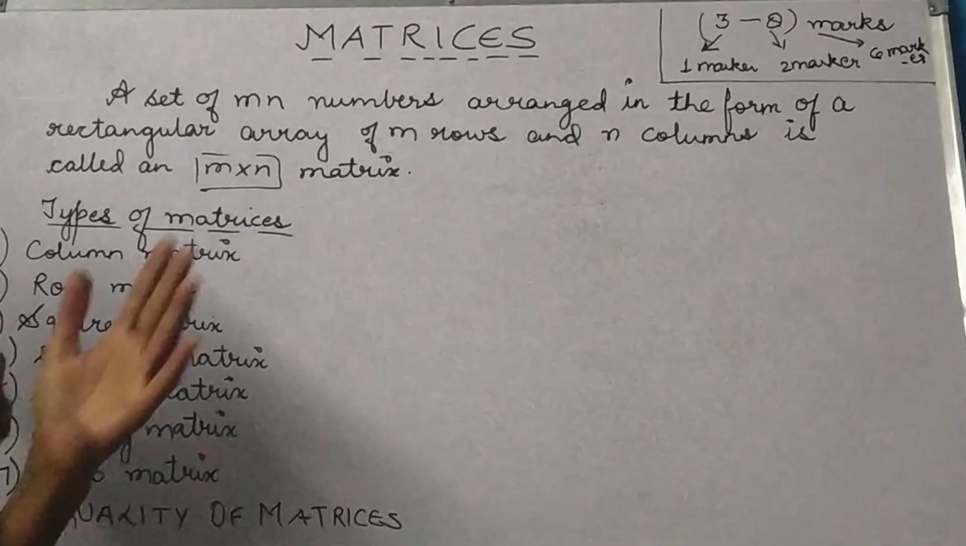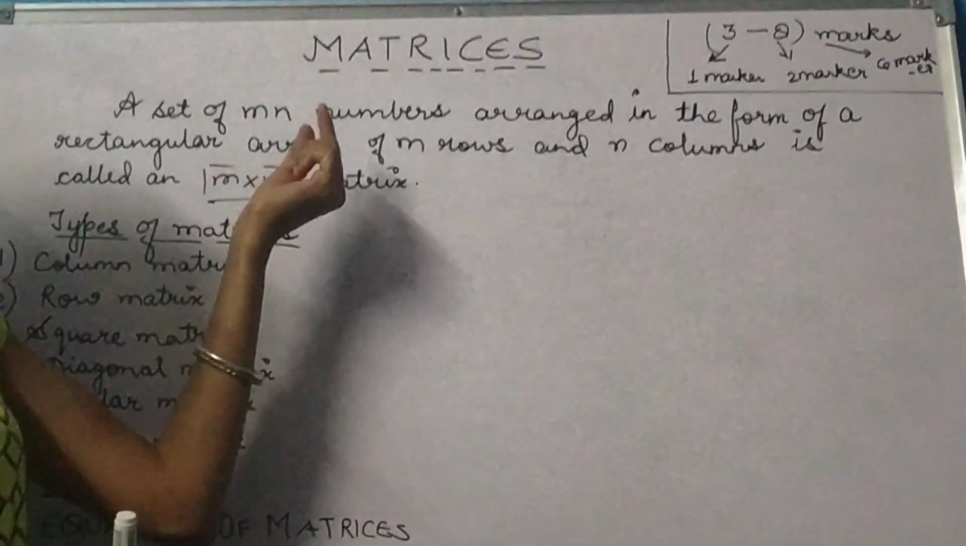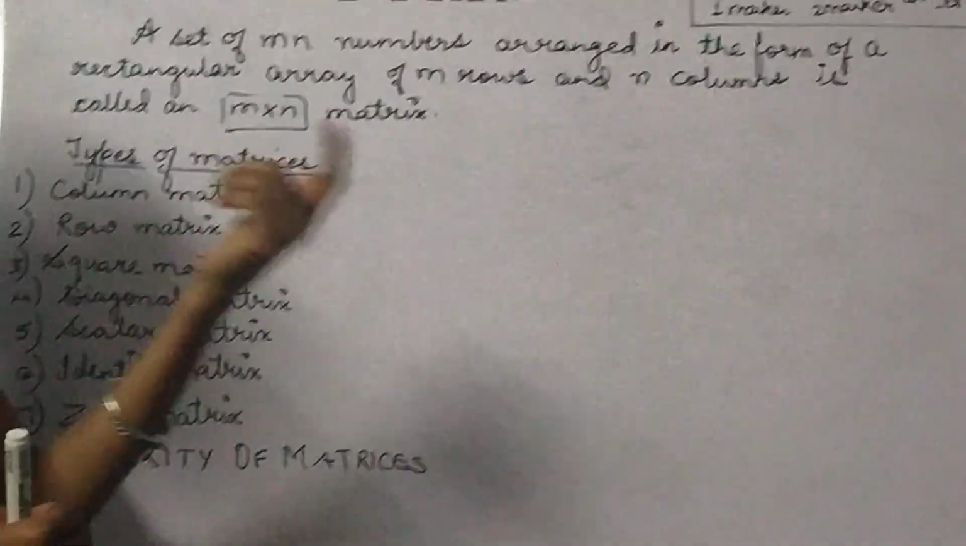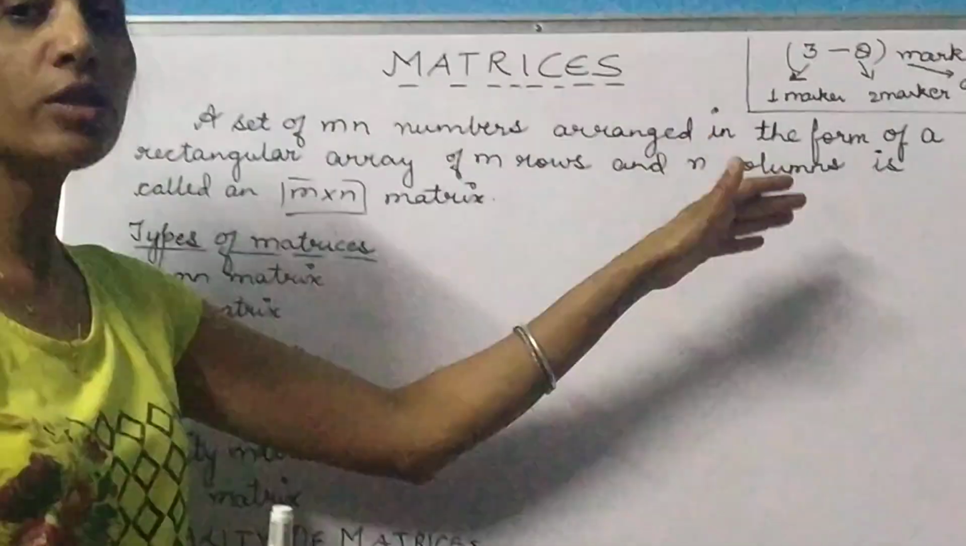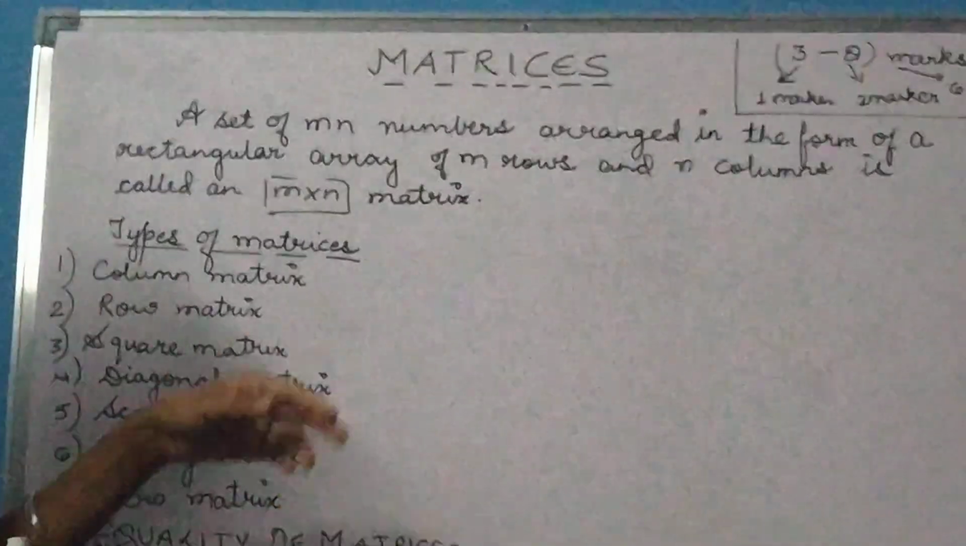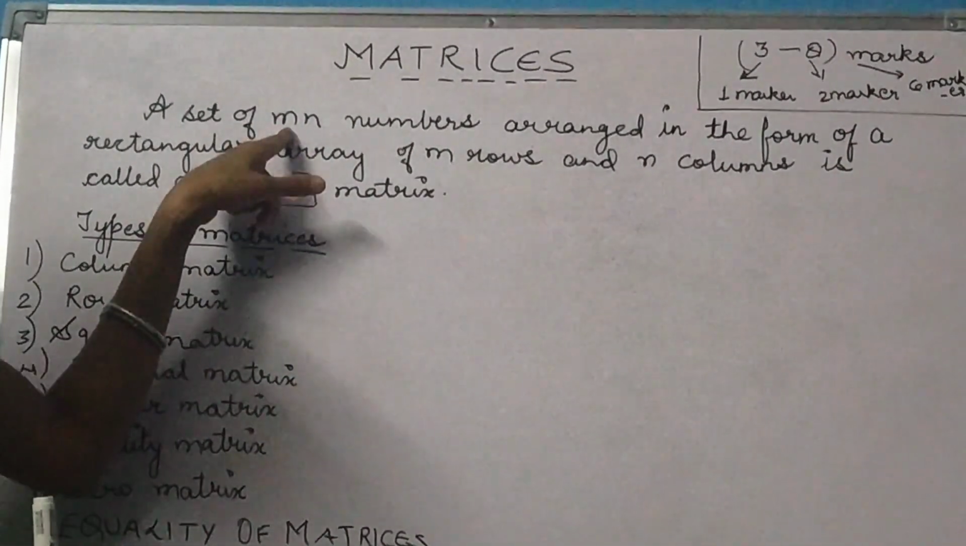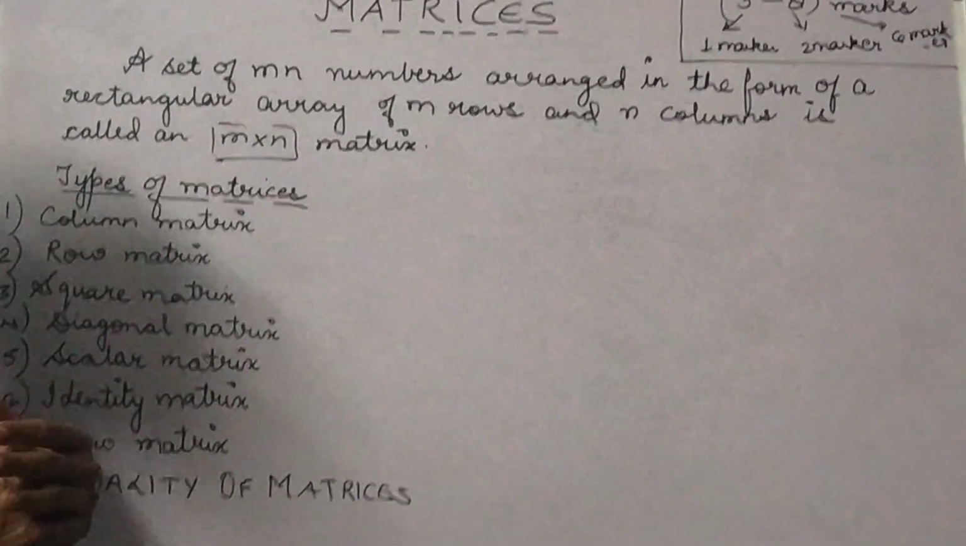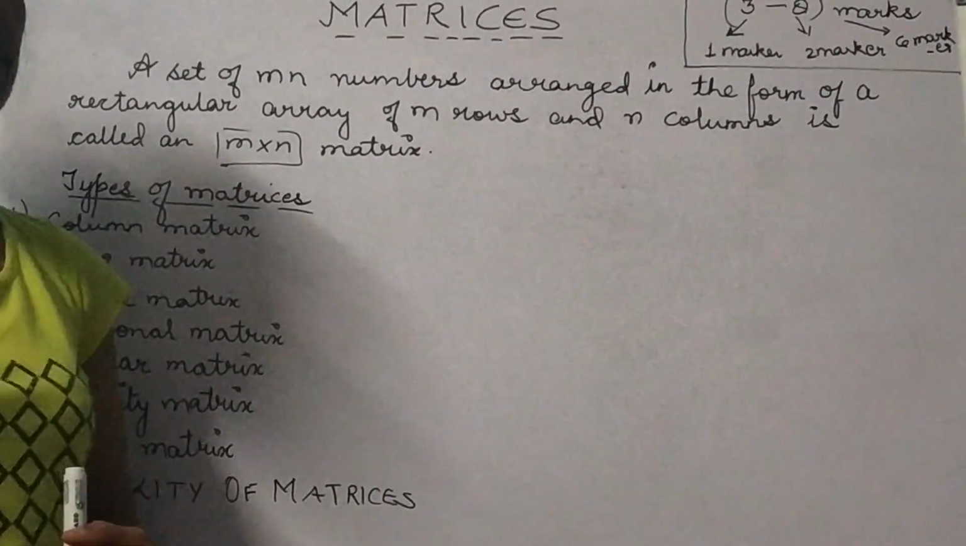Let's define what is a matrix. If mn numbers or functions are arranged in the form of a rectangular array, where m is the number of rows and n is the number of columns, then it is a matrix of order m into n.